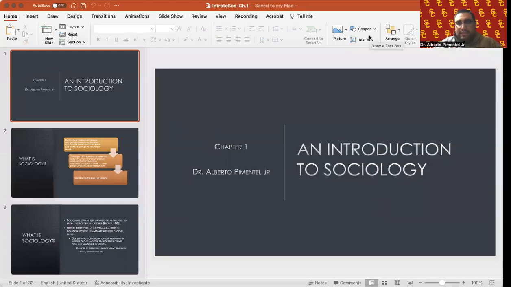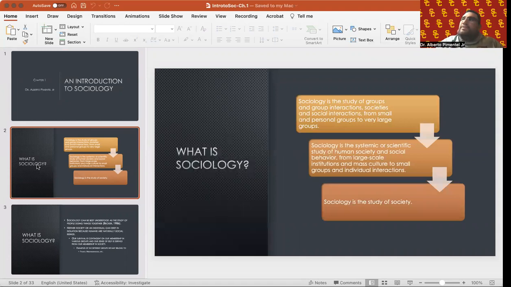Today we'll be discussing an introduction to sociology. So what is sociology? Sociology is the study of groups and group interactions, societies and social interactions, from small and personal groups to very large groups and organizations. Sociology is a systematic or scientific study of human society and social behavior, from large-scale institutions and mass culture to small groups and individual interactions.